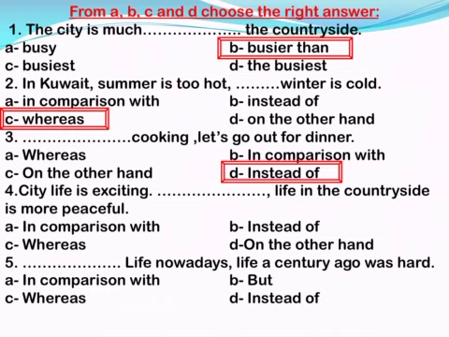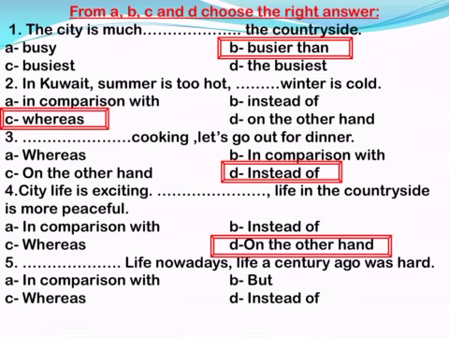Number 4, city life is exciting. Life in the countryside is peaceful. Notice here we have full stop and then we have a comma. So it's a beginning of a sentence. So we are going to use on the other hand.